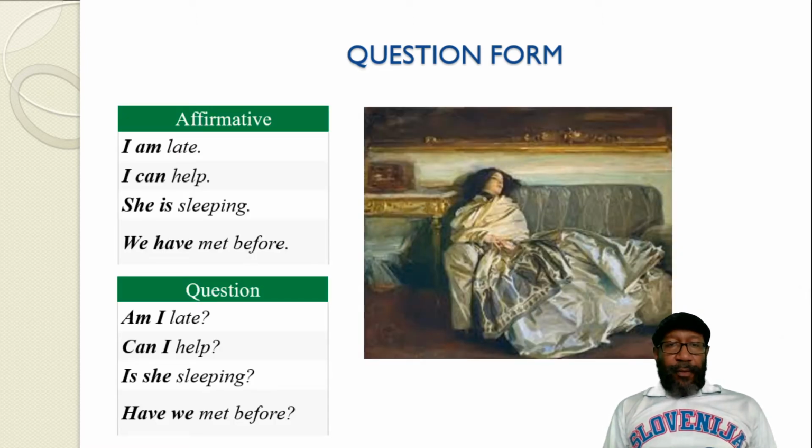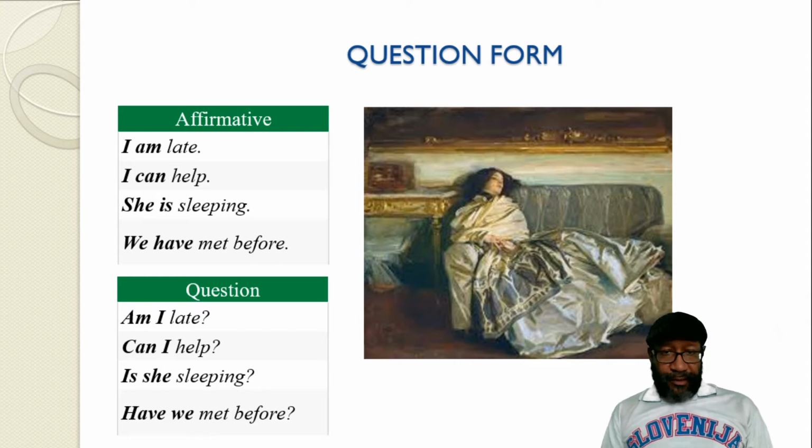And here we have some verbs in the affirmative and the question form of those verbs. So, I am late. Am I late? It's important also to remember the intonation of a question. Am I late? I am late. I can help. Can I help? So you see here the structure for the question. Is she sleeping? From she is sleeping.